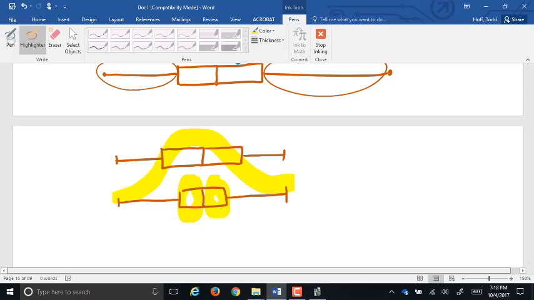I don't have any more time to talk about box plots, but there's a lot of stuff we could talk about with them. It's a powerful tool, but that's your introduction to them.